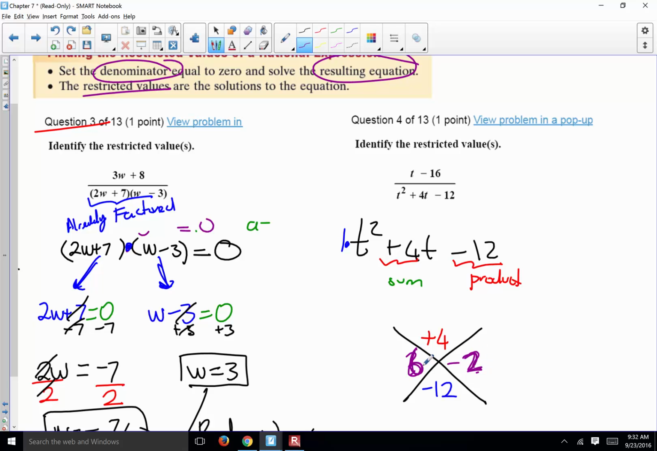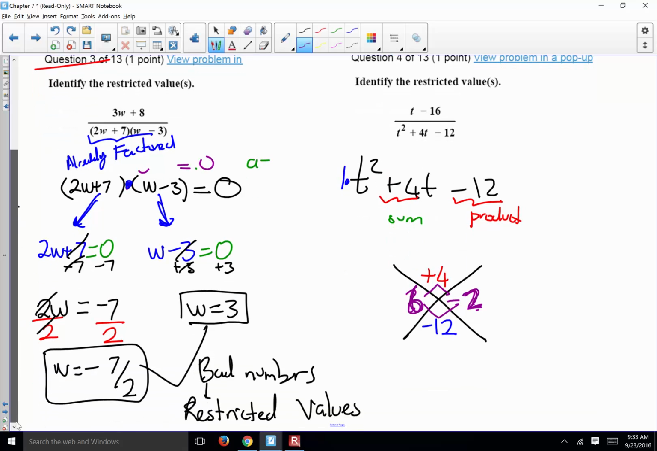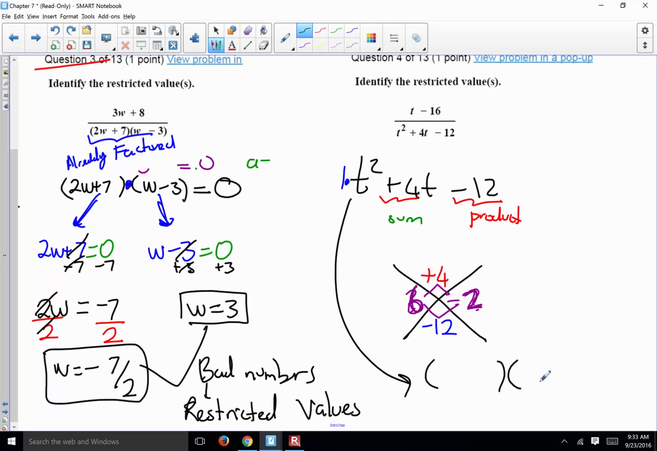When I multiply 6 and negative 2, do I get negative 12? Yes, I do. When I add them, do I get positive 4? Yes, we do. Perfect. So I can go ahead and say that t squared plus 4t minus 12 breaks into 2 pieces. Eventually, I'm setting it to 0. T squared is always t times t. And the left number goes to anywhere you wish. The right number fills up the remaining space.